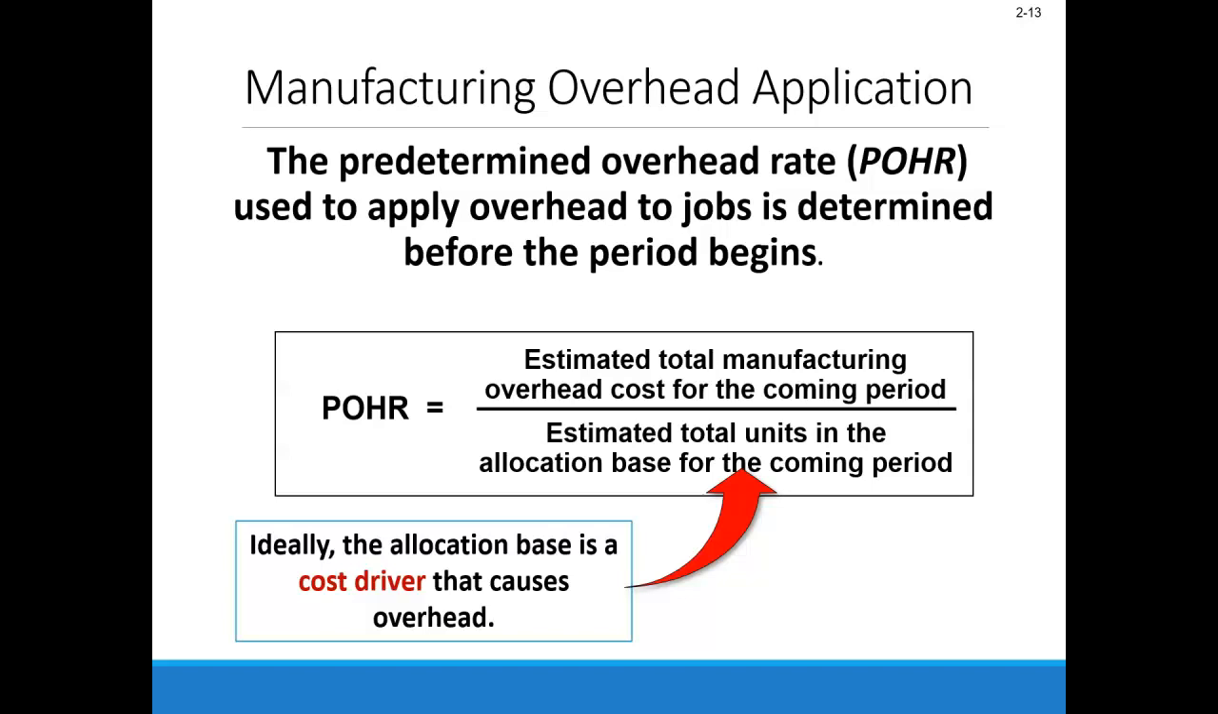Probably if it's a new company, somebody in that company has some experience in the field, and so they're going to come up with the best rate possible and then fine tune that. So as you see here, the predetermined overhead rate is equal to the estimated total manufacturing overhead for the coming period divided by the estimated total units. So this is all estimate divided by estimate. Ideally, the allocation base is what we call the cost driver, that which drives the cost.